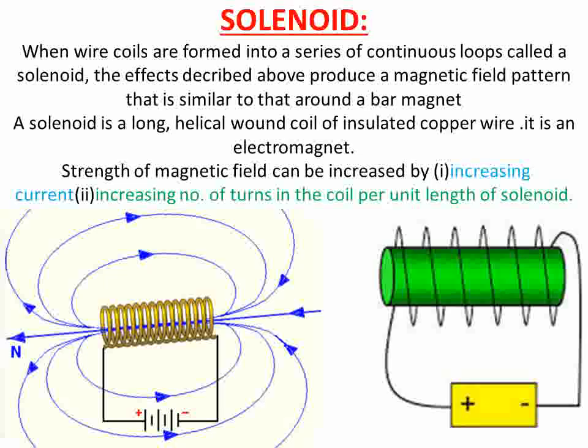The strength of the magnetic field can be increased by, number 1, increasing the current, and number 2, increasing the number of turns of the coil per unit length. On increasing the number of turns, the length of the current carrying wire increases, as a result of which a stronger magnetic field is produced, according to Oersted's experiment.